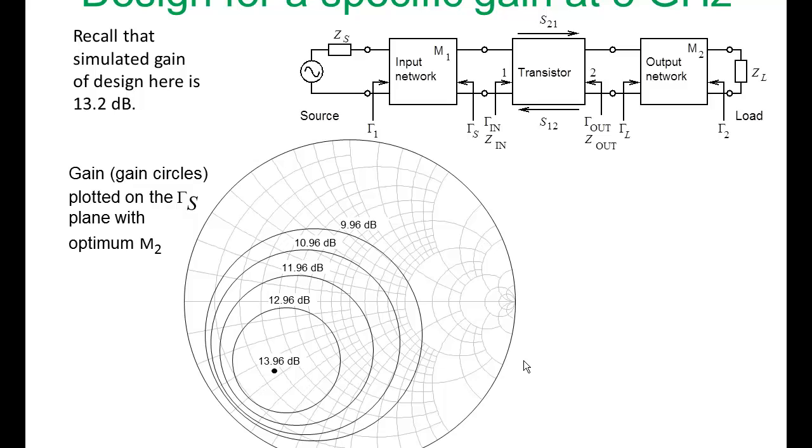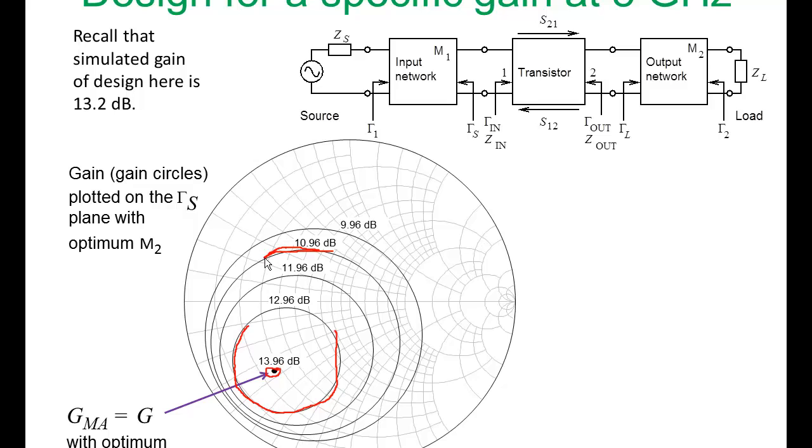This is with the optimum output matching network. Shown as a single point is our maximum available gain, which is 13.96 dB. So we need gamma S to be at this point for maximum available gain. If we detune the input matching network, we can pick gamma S to be anywhere on this circle if we want 1 dB less gain, or we could pick any other gain we want. We can detune gamma S.